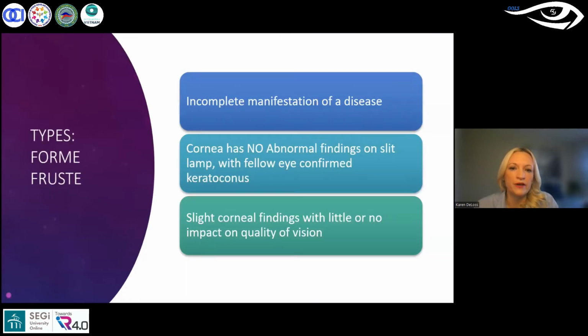So types of keratoconus. Forme fruste is one of the ones that eluded me for many years. It's basically an incomplete manifestation of the disease. You can have one cornea with no abnormal findings with the fellow eye with keratoconus, or slight corneal findings with little or no impact on quality of vision. Generally speaking, these patients are usually the relatives, or they don't even know that they have it.